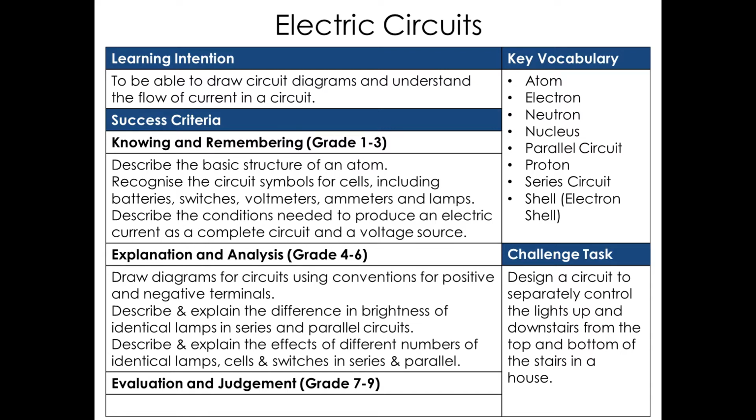Slightly higher level success criteria, we're going to get you to draw some circuit diagrams, understand the difference between the positive and negative terminal in the circuit symbol for a cell, and get you to describe and explain the difference in brightness of identical lamps in series and parallel circuits, and also the effects of different numbers of lamps and cells in series and parallel. And you'll get to do that by doing a little experiment using an online simulation.